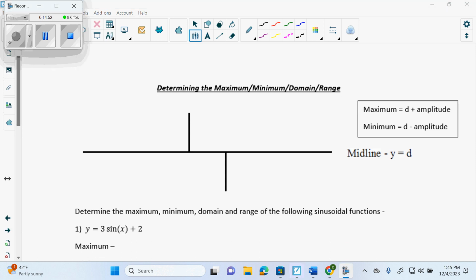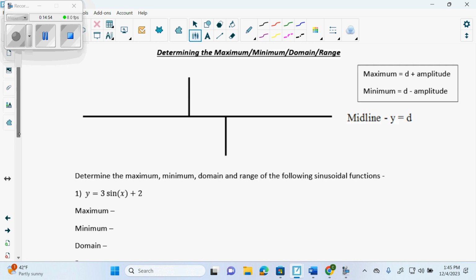Determining max and min. Determine the maximum and minimum domain and range. So, if you don't pay attention, you will not get this, and I'm not repeating it. So there's that. So we need to determine the max, min, domain, and range.